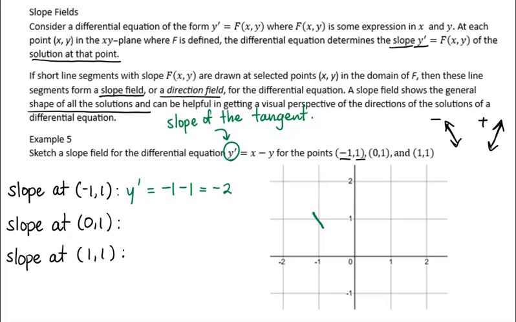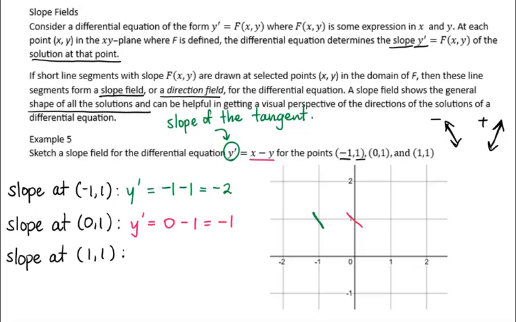Now let's go on to the point 0, 1. So at 0, 1, y prime is, I'm replacing x with 0 and I'm replacing y with 1 to get a -1. So I get a -1, that's still a negative slope, but it's not as negative as -2. So I'm going to draw that line slightly less sloped.